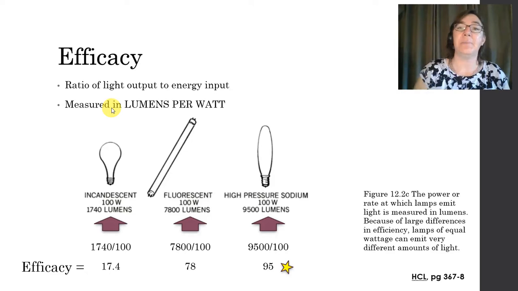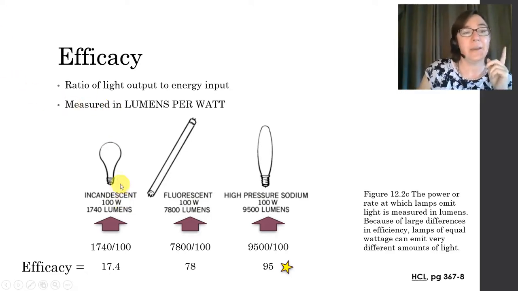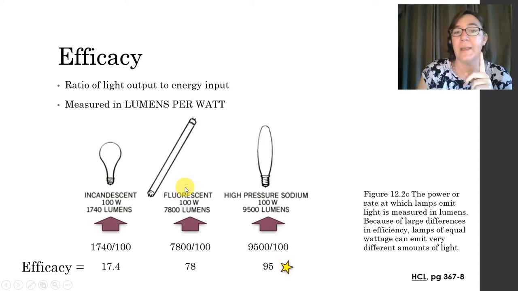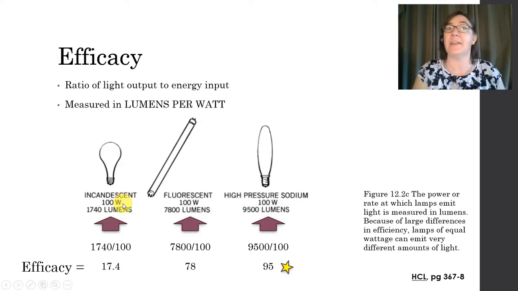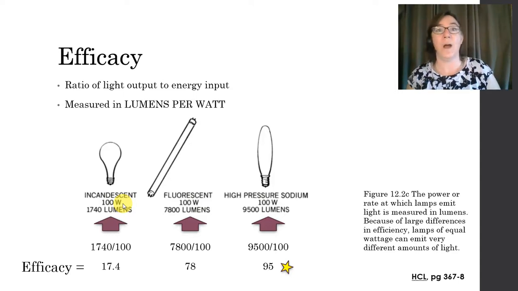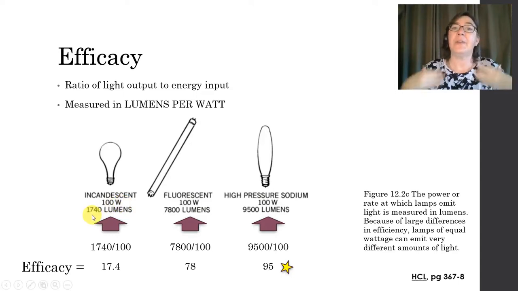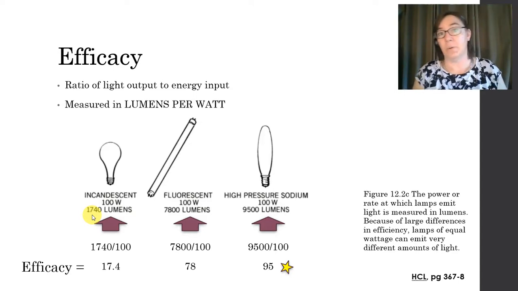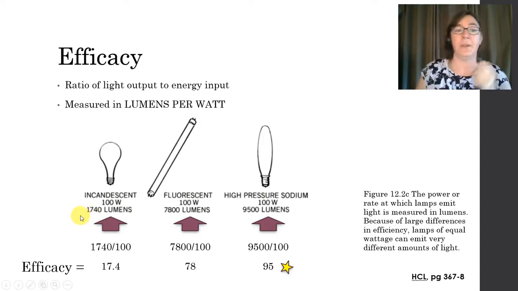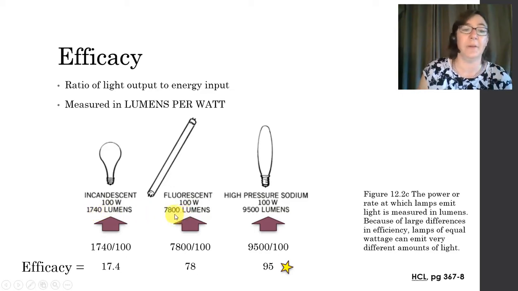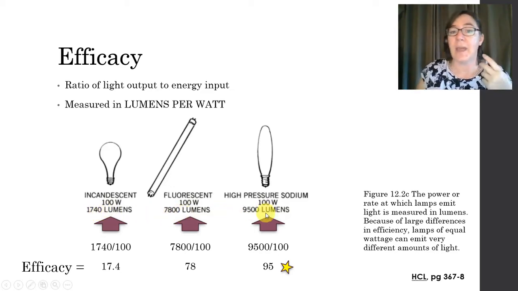Let's take a look. There are three examples in your textbook right here. We have an incandescent lamp, a fluorescent lamp, and a high pressure sodium lamp. And in this example, each one of them is being supplied with an input of 100 watts of energy. But you're getting different amounts of light, or lumens, out of the fixture. The incandescent has 1740 lumens, fluorescent 7800 lumens, and this high pressure sodium has 9500 lumens. That's the light that's coming out of this fixture when you supply it with 100 watts of energy.